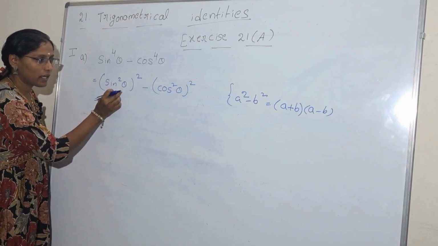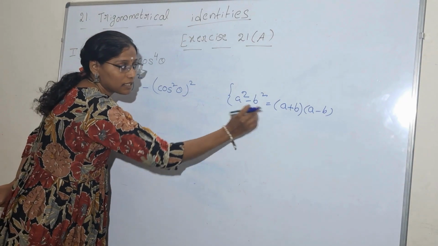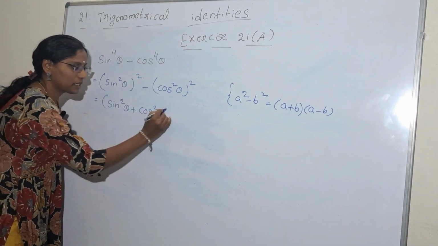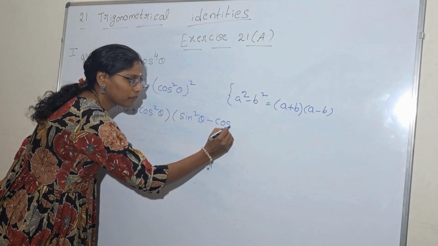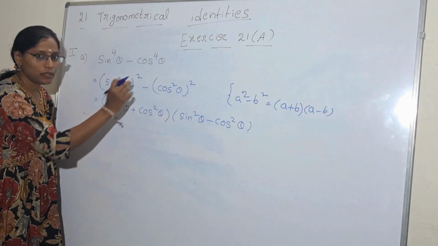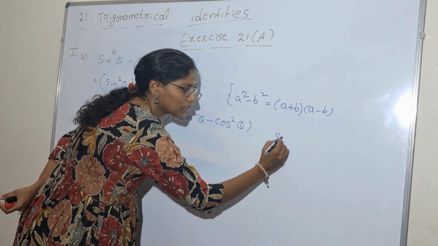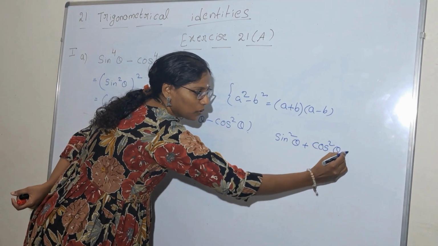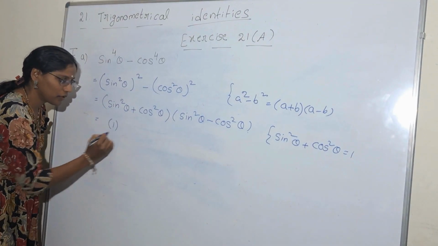Here sin square theta is a, cos square theta is equal to b. Where a and b are, we have to substitute sin square theta and cos square theta. a plus b and a minus b. Sin square theta plus cos square theta. Use identities. What is the identity here? Sin square theta plus cos square theta is equal to 1. So the first bracket value is 1.